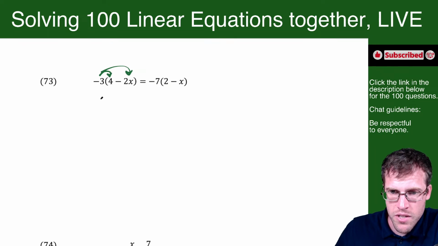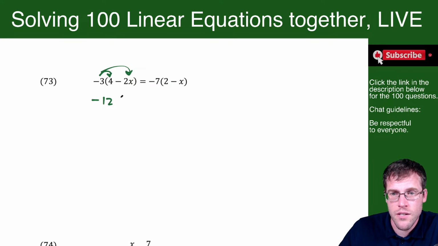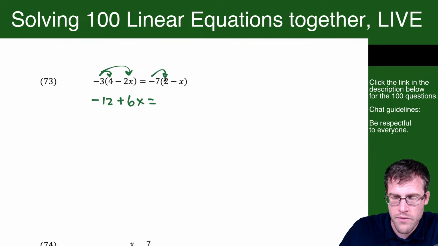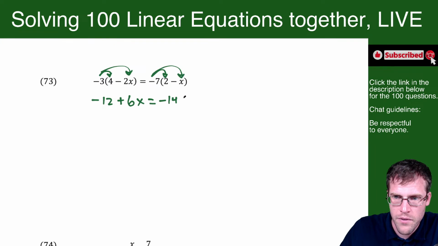And you're going to have minus 3 times 4 is minus 12. Minus 3 times minus 2x is going to become a positive. 3 times 2 is 6, so we get positive 6x. Equals negative 7 times 2 is negative 14. And then negative 7 times negative x is positive 7x.